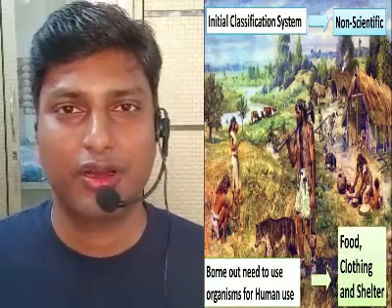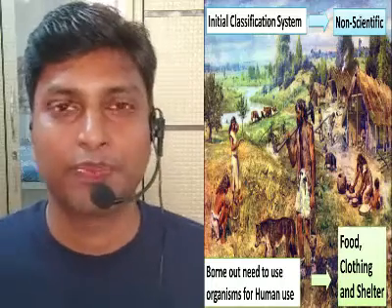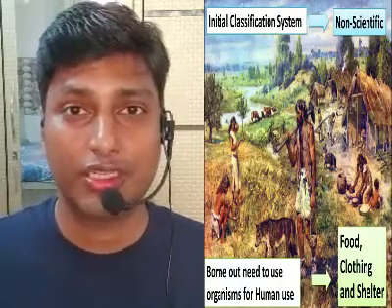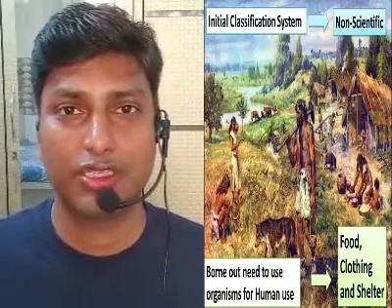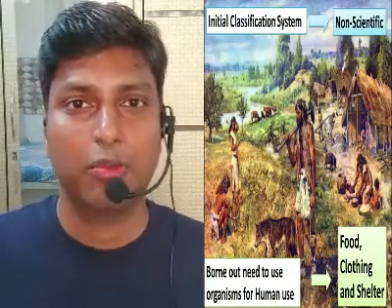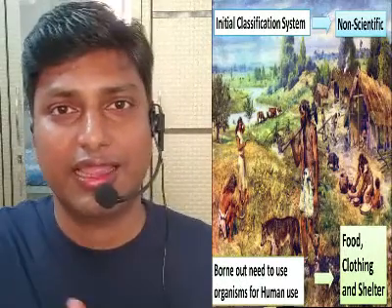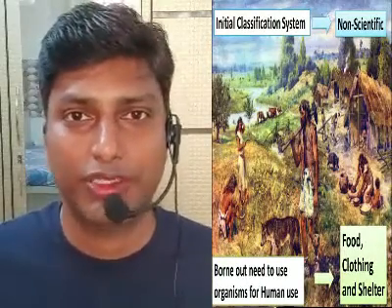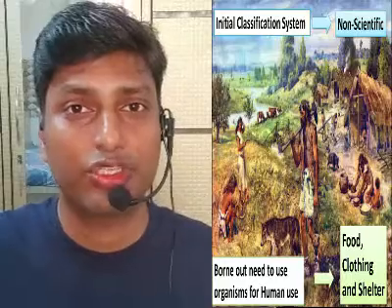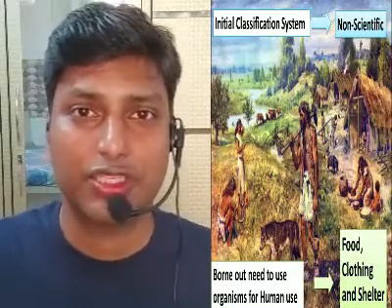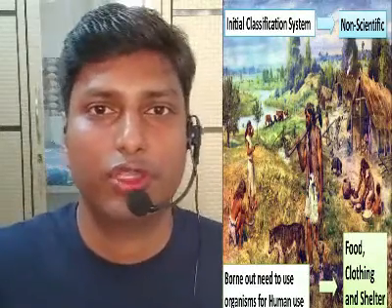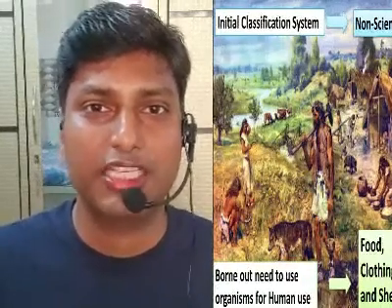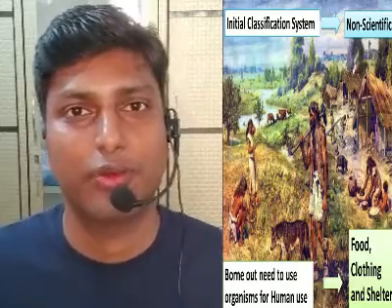Now dear students, as you can see on the screen, there is a picture related to old history. Initially, the classification system was made by humans themselves. This classification system was completely non-scientific because at that time there were no advanced instruments or technology to classify or study the organisms. So that classification system was non-scientific. It was mainly done by humans for their own benefit, or you can say for their own purpose, mainly to obtain the basic requirements of food, clothing and shelter from different organisms.